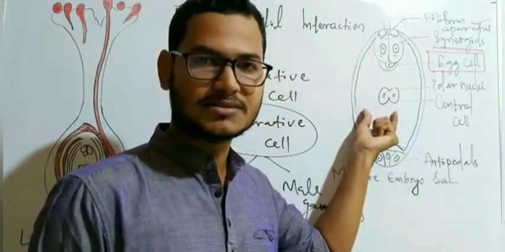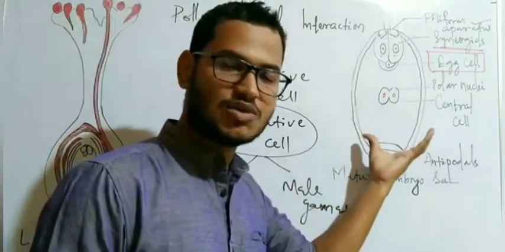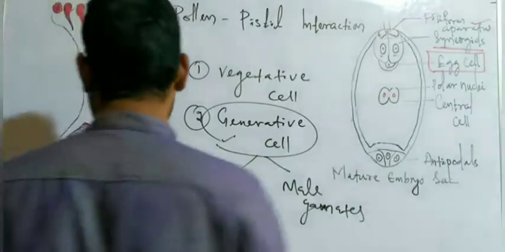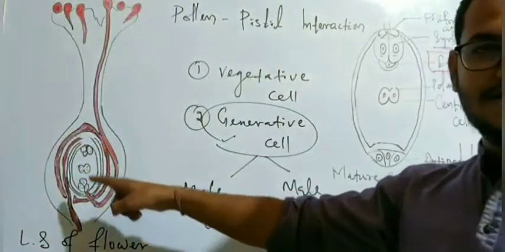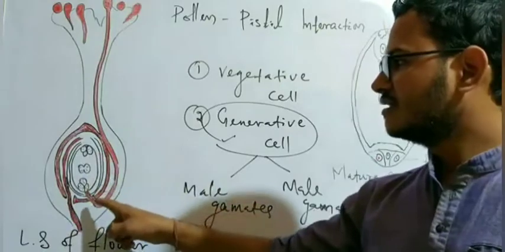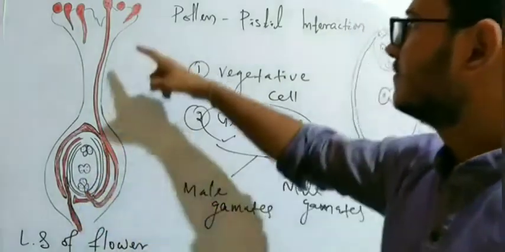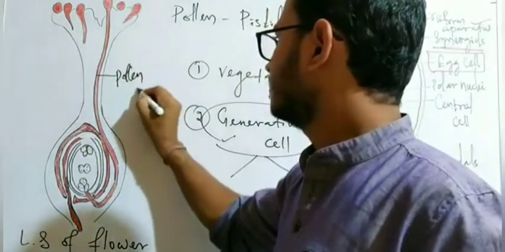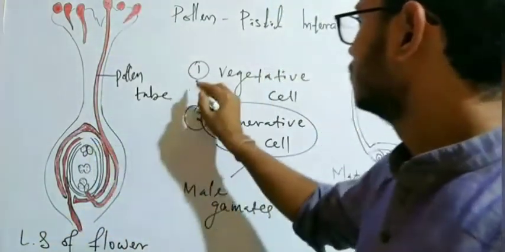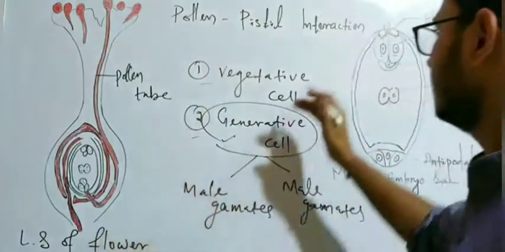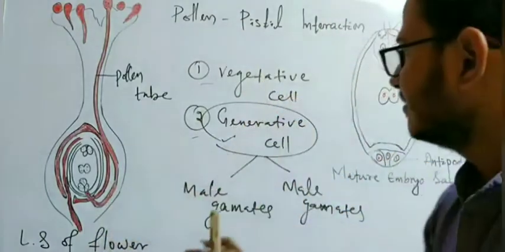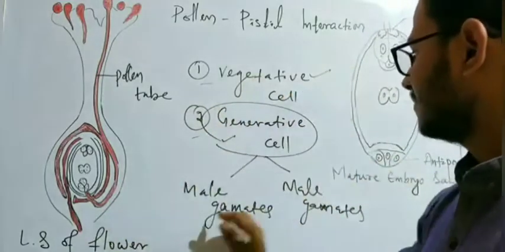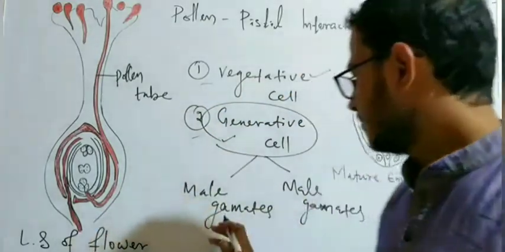Two polar nuclei are present, and exactly this is situated inside the ovary. We can easily see all the seven cells here. This one is the pollen tube. It carries two cells, the vegetative and the generative cell. In most cases, two cells are there. In 40% of cases, there are three cells: one vegetative cell and two haploid male gametes.